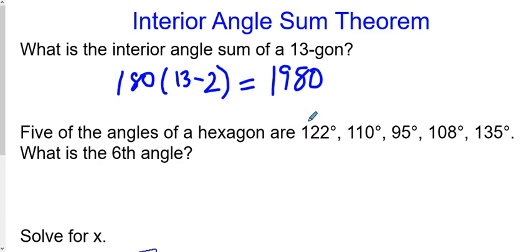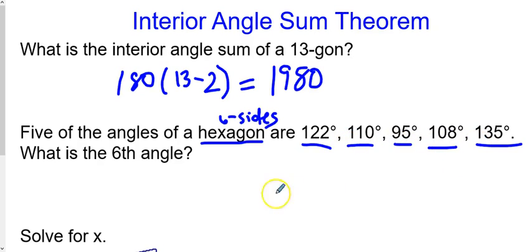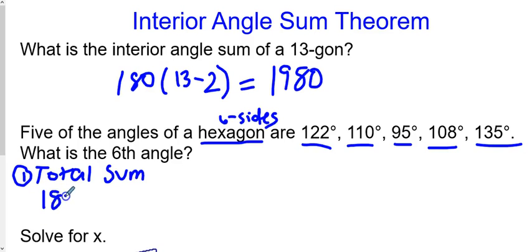Okay, so we've got 5 angles of a hexagon. Remember, hexagon is actually 6 sides, 6 sides, for those of us that need to know that. Okay, we've got 122, 110, 95, 108, and 135. And we want to know what the 6th angle is. So the first thing we got to do is find out the total sum of our angles. All right, so we get that from taking 180 and multiplying it by n, which is 6, because a hexagon has 6 sides, minus 2.